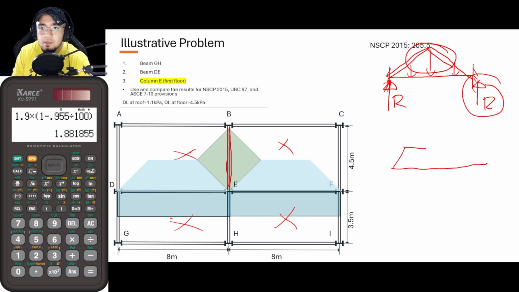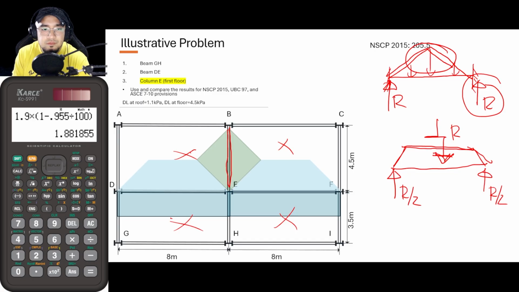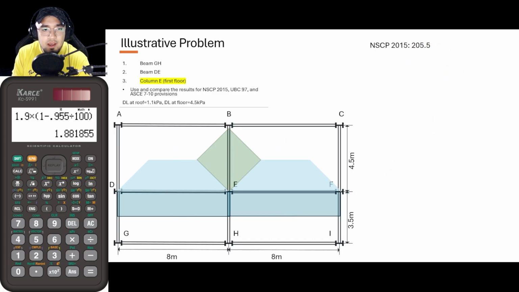So kung trapezoid man po yan, if it is perfectly symmetrical, if you would be getting the resultant, kunwari yan po yung resultant, assuming that it is exactly at the middle, pangit lang po yung drawing ko, for the reaction, that is the resultant over 2, resultant all over 2. Okay? So from that guys, regardless, yung maging area niya, ganito pa rin.